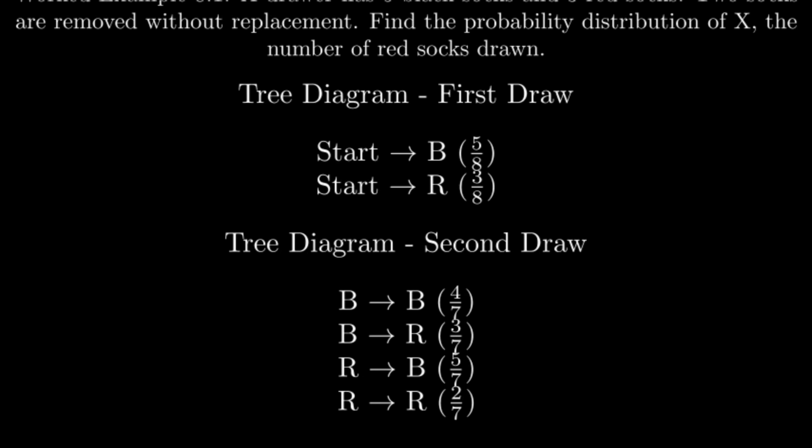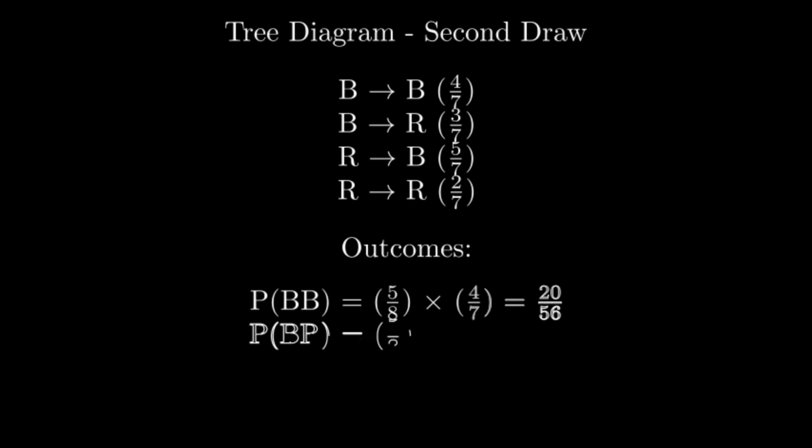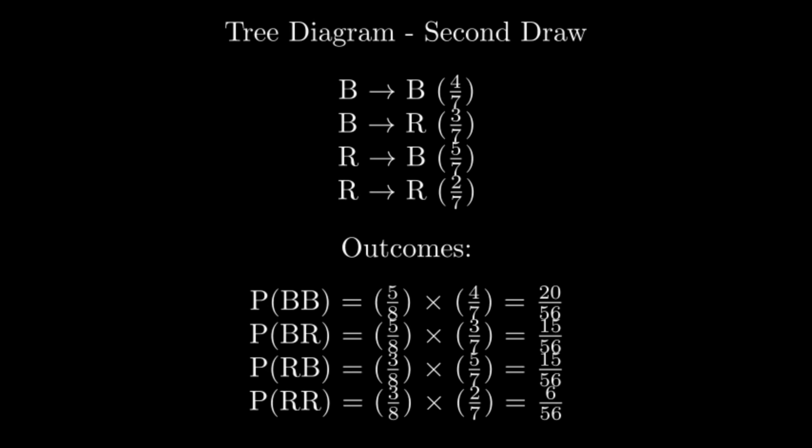Now we can calculate the probability of each complete path or outcome. The probability of drawing 2 black socks, BB, is 5/8 times 4/7, which is 20/56. For black then red, BR, it's 15/56. For red then black, RB, it's also 15/56. And for 2 red socks, RR, it's 3/8 times 2/7, which is 6/56.